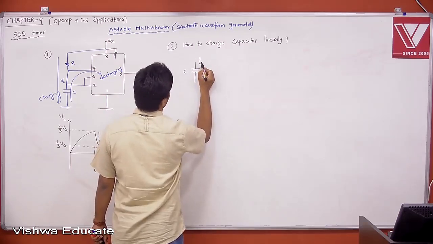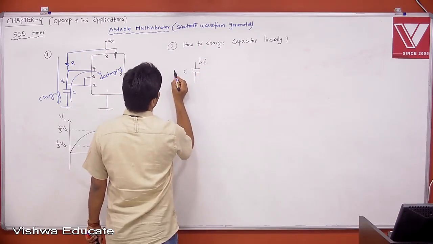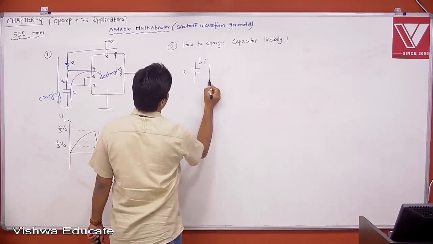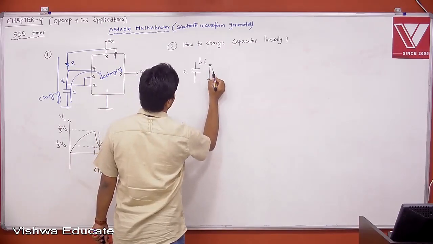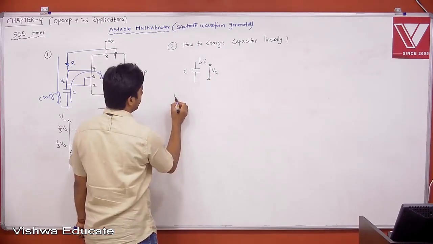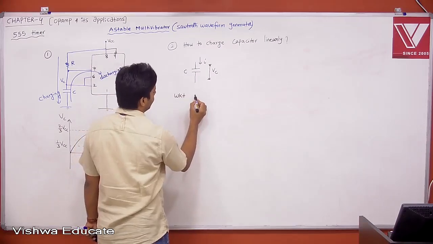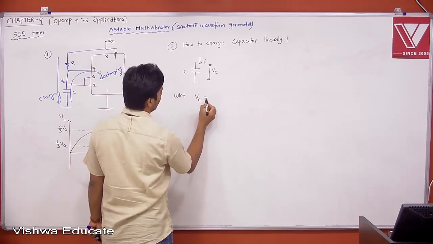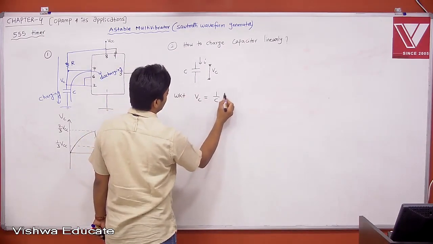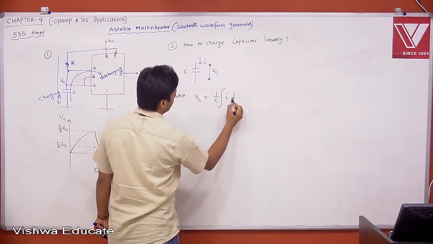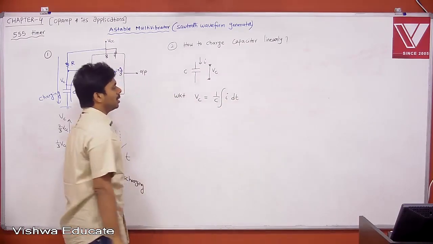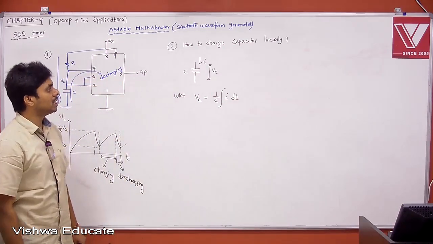If there is a current flowing through the capacitor, then tell me what is the voltage across the capacitor, VC. What is the relation? We know that voltage across the capacitor, VC, is equal to 1 by C integration of I dt. We want the voltage to be increased linearly.